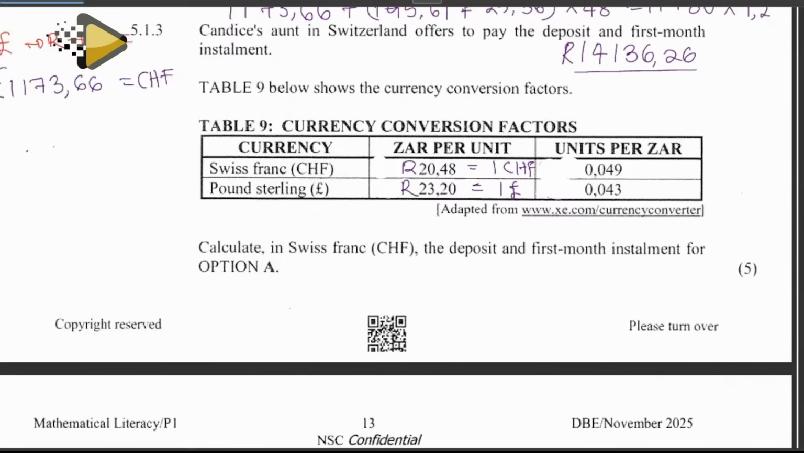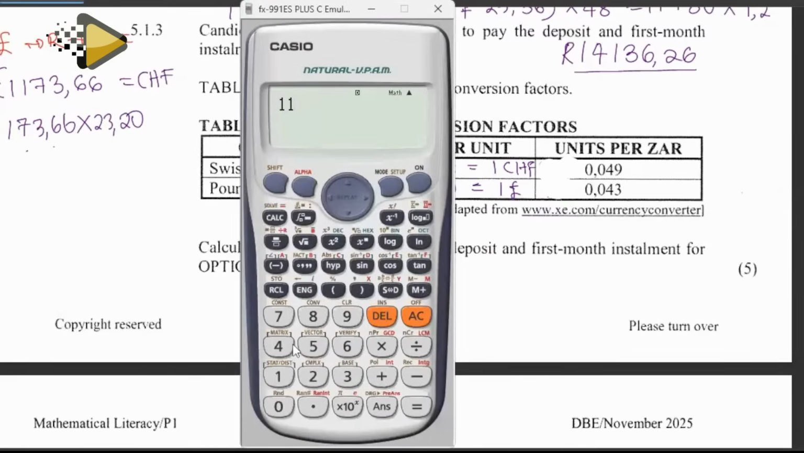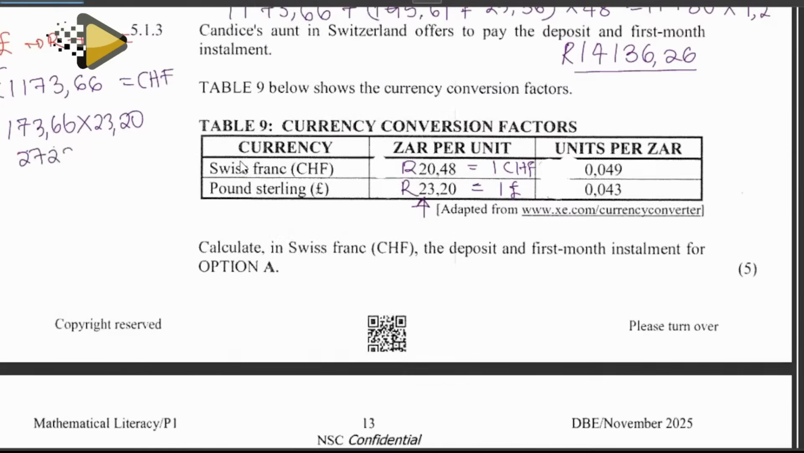Okay, let's do that. When we are changing pounds to rands, we shall use any of our choice here. We can use this one here, meaning we shall get 1,173.66 times this money, which is 23 rands. Once you do that, you have 1173.66 times 23.0, so you have 27,228.91. These are rands.